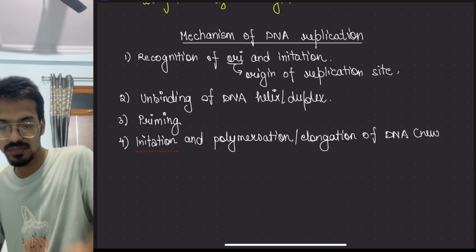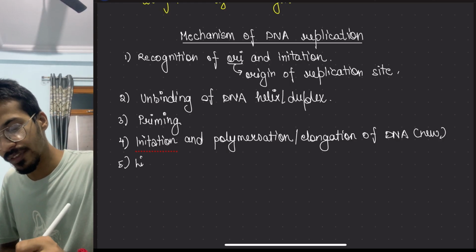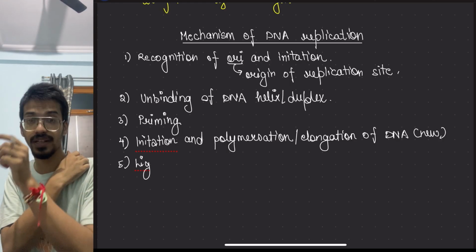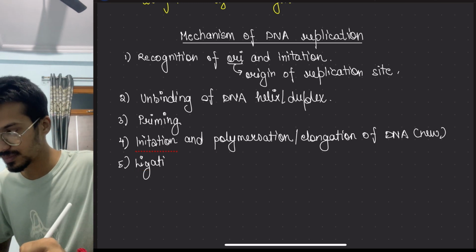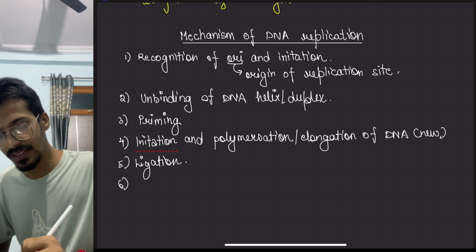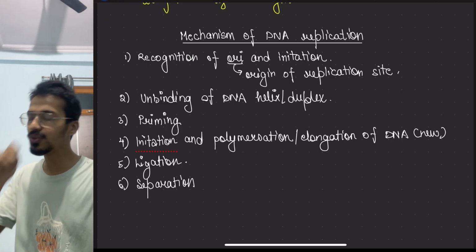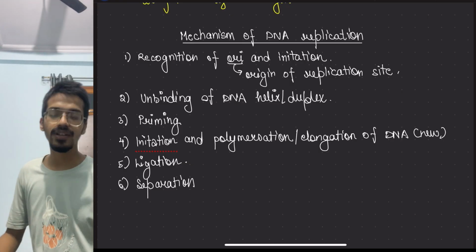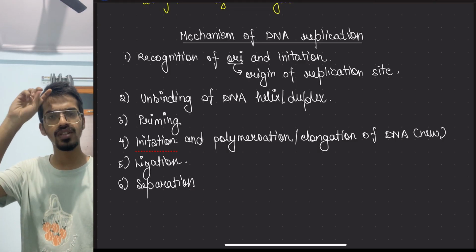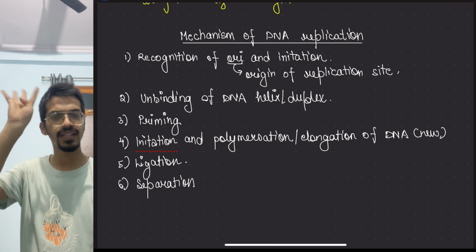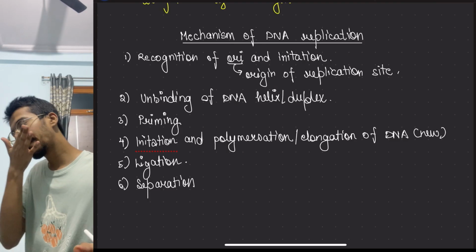The new strand. Okay, then comes the ligation, because there will be one segment which will be short, discontinuous. Why discontinuous, we will learn it. Ligation. And the sixth is separation from each other. Finally, completely separated, and the new strand has been formed with the older one, so it is semi-conservative in nature. So what are the steps? Recognition of the site and initiation, unwinding of the helix, priming, elongation, ligation, and separation.